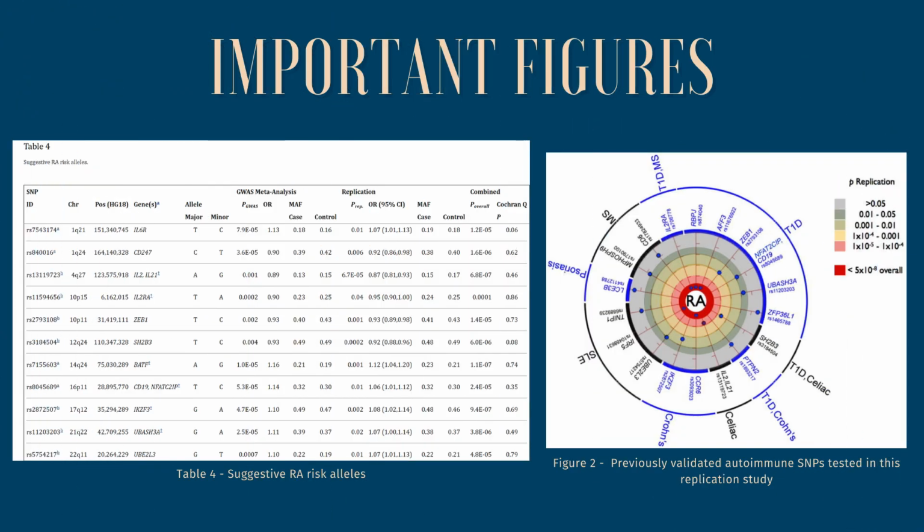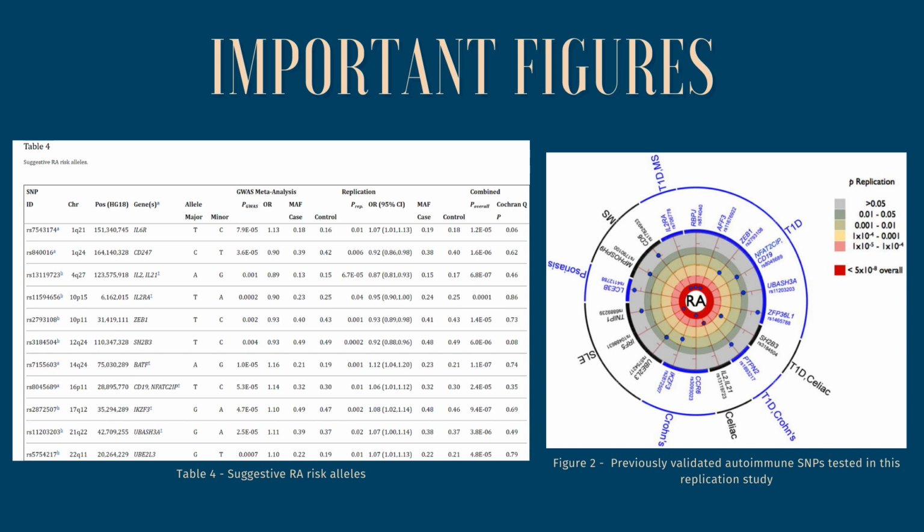Here are the most noteworthy figures from the study. On the left is Table 4, which provides a comprehensive view of the SNPs associated with RA. It details their genomic location, associated genes, allele information, and statistical significance from different analyses. The table is effective in presenting detailed data, especially when comparing multiple variables or conditions. It provides a thorough and structured view of the SNPs, their genomic context, and their association strength with RA.